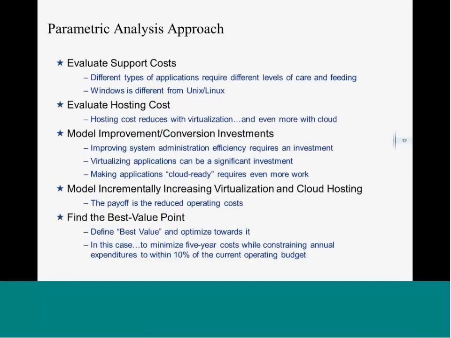To support our analysis of alternatives now, we need to evaluate support costs. And we find that different types of applications will require different levels of care and feeding. And in this regard, Windows applications are different from those that are Unix-based. We also need to evaluate the hosting cost. Here we find that the hosting cost decreases with an increase in virtualization, and it decreases even more with an increase in our migration to the cloud.